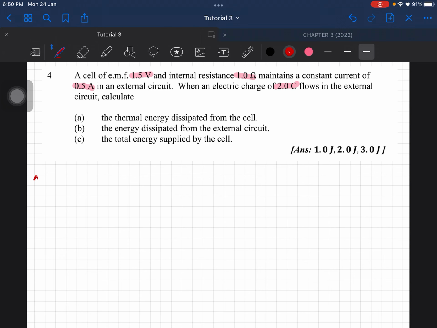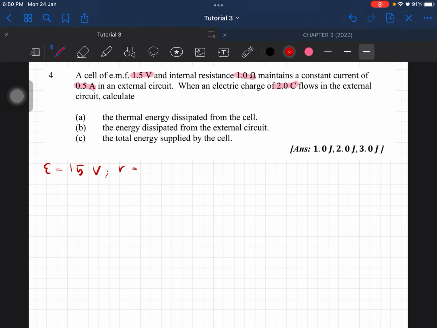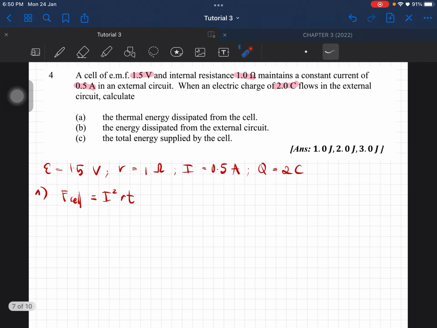Okay, so for the first question A, given is the EMF which is equal to 1.5 volt, the internal resistance which is equal to 1 ohm, the current is 0.5 ampere, and the electric charge that flows in the external circuit is 2 coulomb. In order to calculate the thermal energy dissipated from the cell, we are going to use I squared RT. Why am I using the internal resistance? Because this is for the cell only.